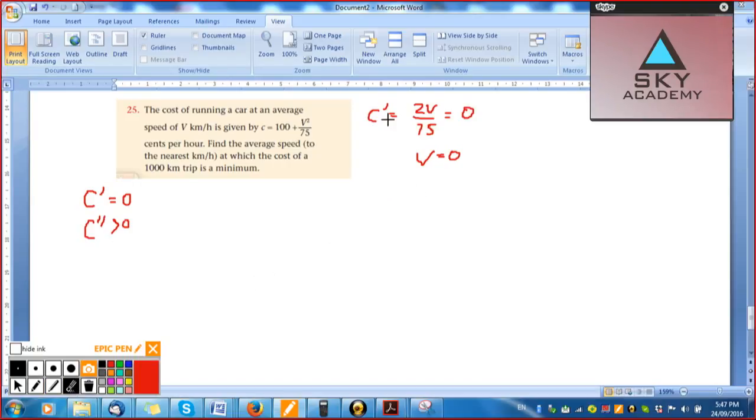So the real cost is not that. The real cost is 100 plus v squared on 75, that's the cost per hour, times 1,000 over v. Does that make sense? Because that's how many hours it will take to travel 1,000 kilometers. So that's the cost per hour, and that's how many hours it will take. So the real cost is that times that.